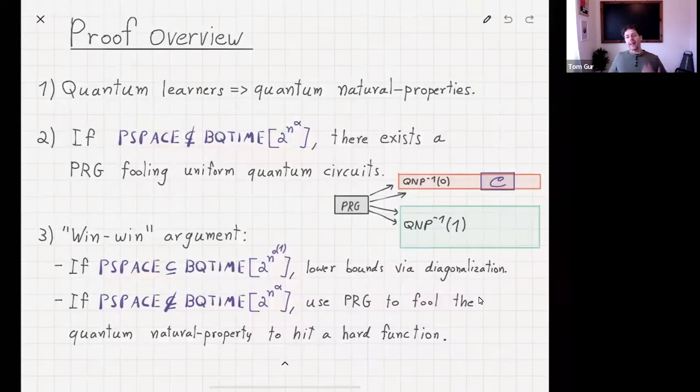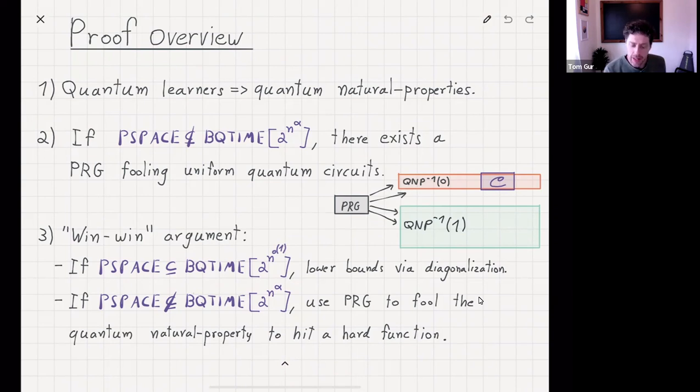We want to show unconditional circuit lower bounds. So far, we have this conditional result: we have this PRG only if something holds. So what we do is this nice thing, which is called the win-win argument. The idea is that if this assumption holds, then we get a lower bound, and if this assumption doesn't hold, then we still get a lower bound. The reality is that we don't know which one is the case. We don't know whether the assumption holds, and therefore there exists a PRG that we can use to get a lower bound, or whether it doesn't hold. But in either case, we get a lower bound.